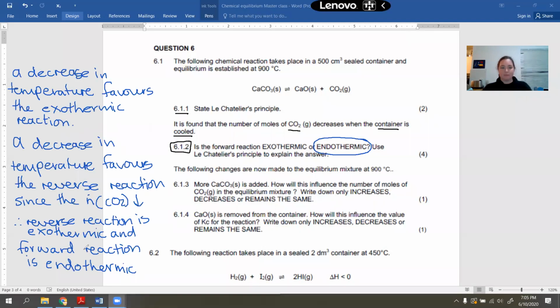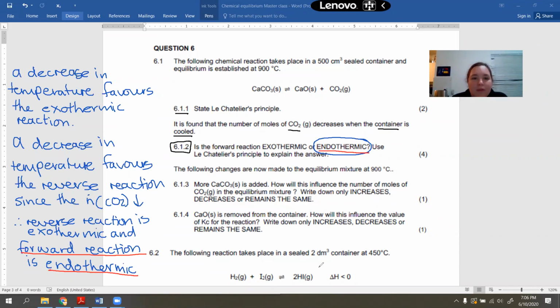So here is my answer to this 4-mark question. Now, I'd like to start off by asking who wrote down the forward reaction is endothermic, or you started your entire answer with the word endothermic. Please, can I ask who has written down that the forward reaction is endothermic, or begun with endothermic, or ended with therefore endothermic? Okay, now I've got some bad news.